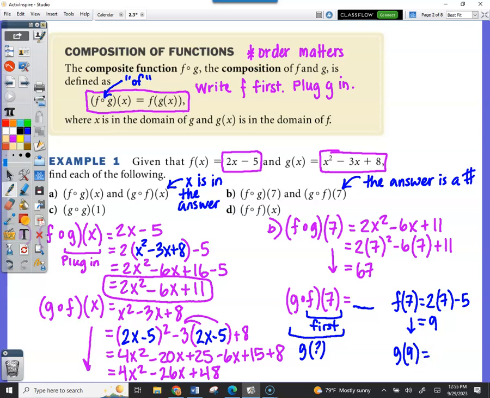Plug 9 in here. I think you get 62. So 9 squared minus 3 times 9 plus 8. 81 minus 27 plus 8? You get 62. Can someone confirm? Yes. So the answer is 62.